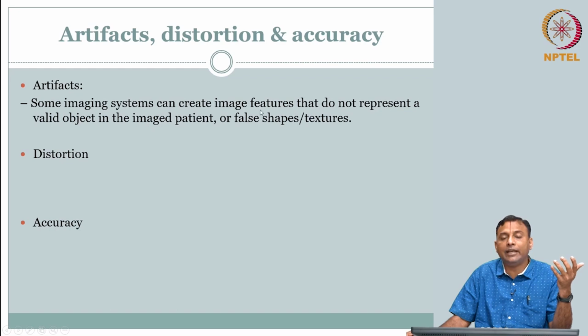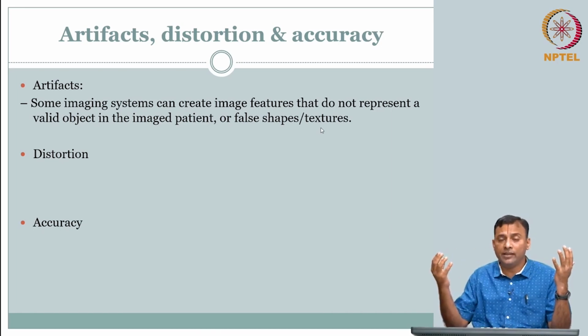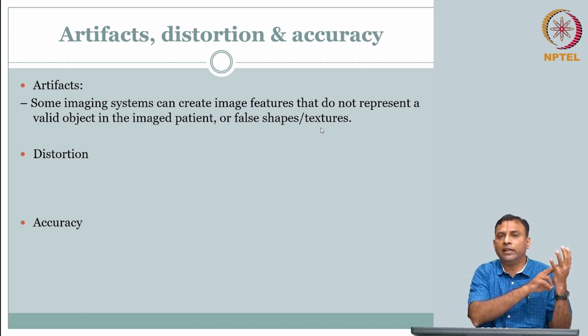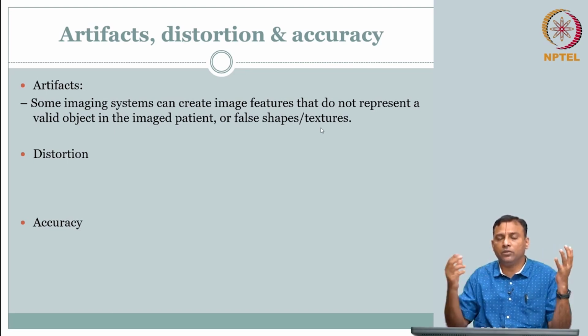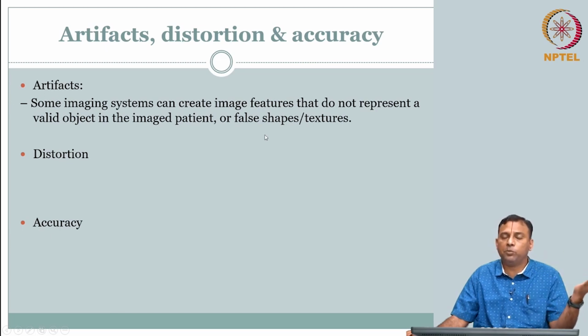Some imaging systems can create image features that do not represent a valid object, or false shapes or textures. That means in my f of x comma y, I do not have something, whereas in g of x comma y, I see the presence of a feature. Or I see a circular shape when I know at that location there should not be a circular shape, it should be a triangular shape, for example, in that cross section view. So you are seeing something in the image because of the imaging system that gives you an impression of an object which is either not there or features that do not correspond to the ground truth.